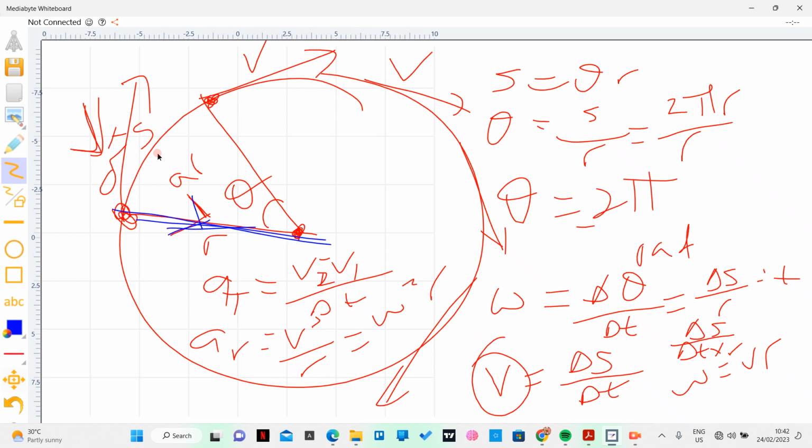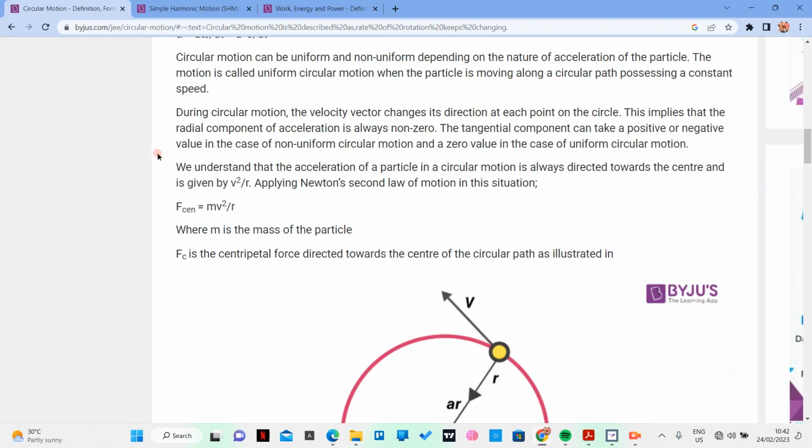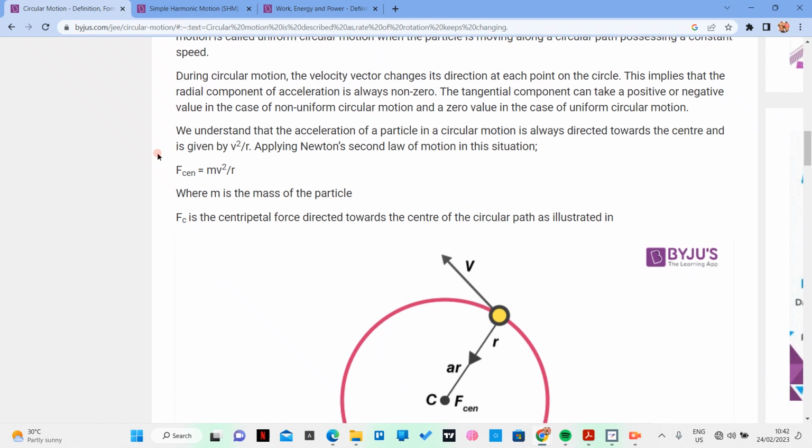You're not going anywhere. All along the journey, it keeps pulling it back. But then it doesn't stop it from actually attempting to go out. So that's why the radial acceleration is very, very important. Both the radial acceleration and the tangential acceleration are the two accelerations that maintain the body in a circular motion. Now, the tangential component can take a positive or negative value in the case of non-uniform circular motion and a zero value in the case of uniform circular motion.